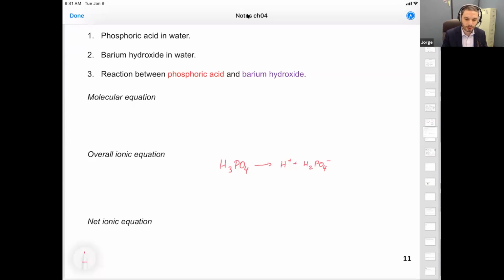Here, just to make things more convenient, every time we have more than one hydrogen, we will consider that we are going to lose all the hydrogens at once. So that's the way we will deal with acids that have more than one hydrogen that can be ionized. This will just make things easier and avoid dealing with this kind of anions in the equation.